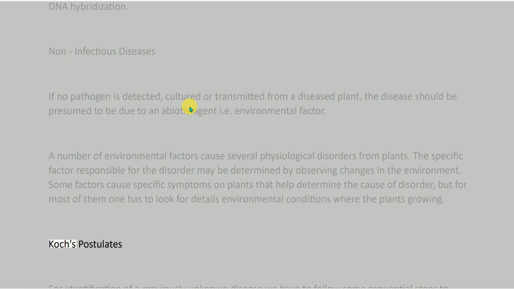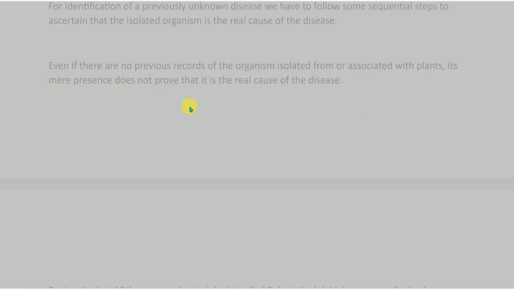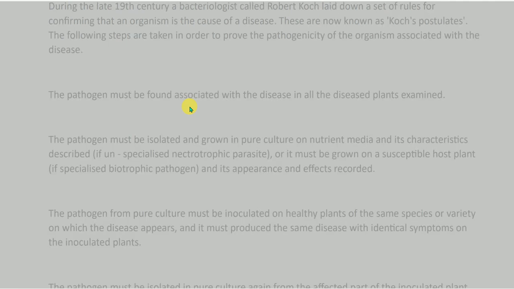Koch's postulates. For identification of a previously unknown disease, we have to follow some sequential steps to ascertain that the isolated organism is the real cause of the disease. Even if there are no previous records of the organism isolated from or associated with plants, its mere presence does not prove that it is the real cause of the disease. During the late 19th century, a bacteriologist called Robert Koch laid down a set of rules for confirming that an organism is the cause of a disease. These are now known as Koch's postulates.